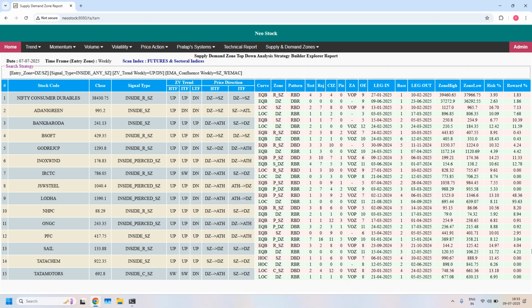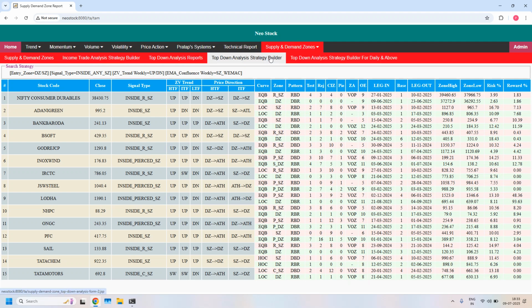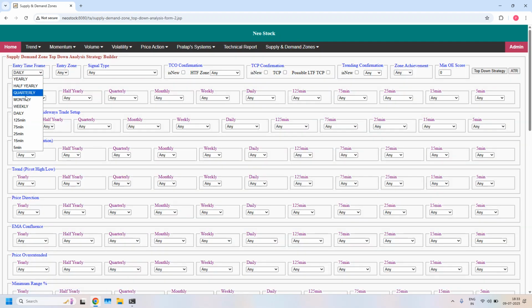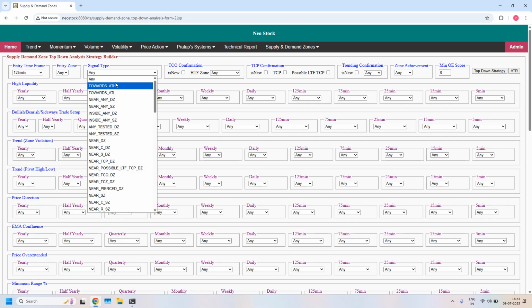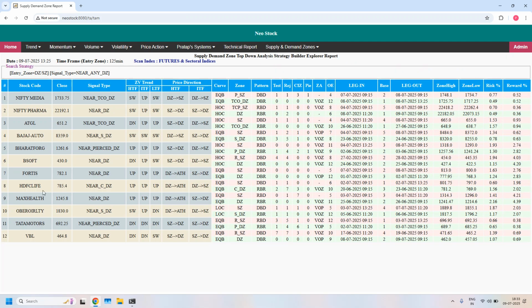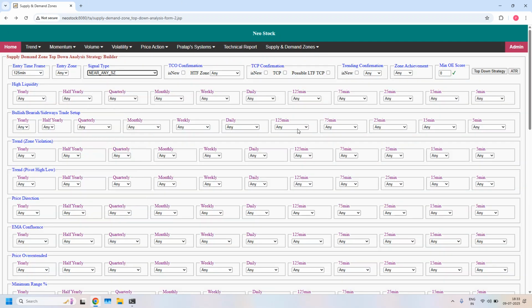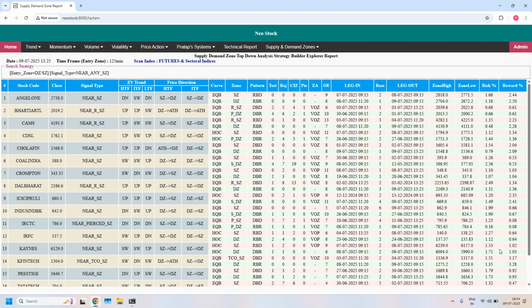Next time frame daily we already generated in the beginning of the report. So the next time frame is 125 minutes time frame. Stocks near to the 125 minutes demand zone. We got 12 stocks. Next, stocks near to the 125 minute supply zone.